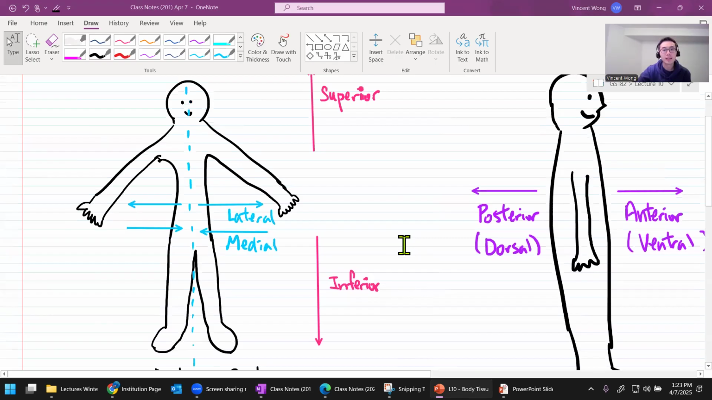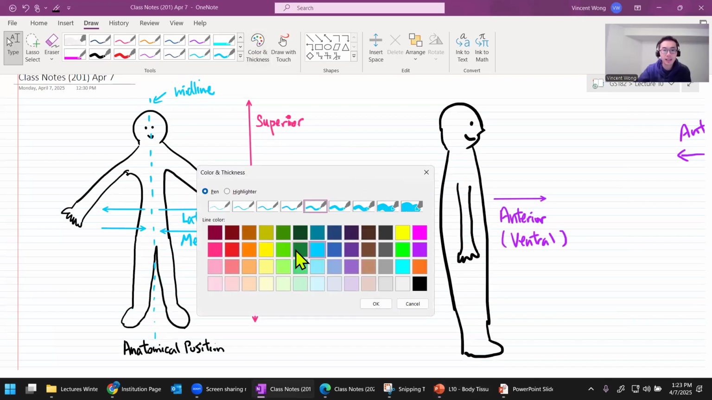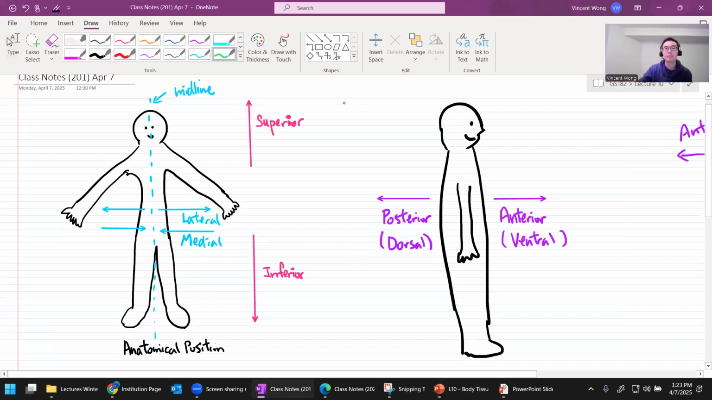All right, another pair of terms. This next set is used to describe the limbs. So either describe the stuff on the arm or on the legs. If it's further away from the joint, then we say distal. And if it's closer to the joint, then we say proximal.